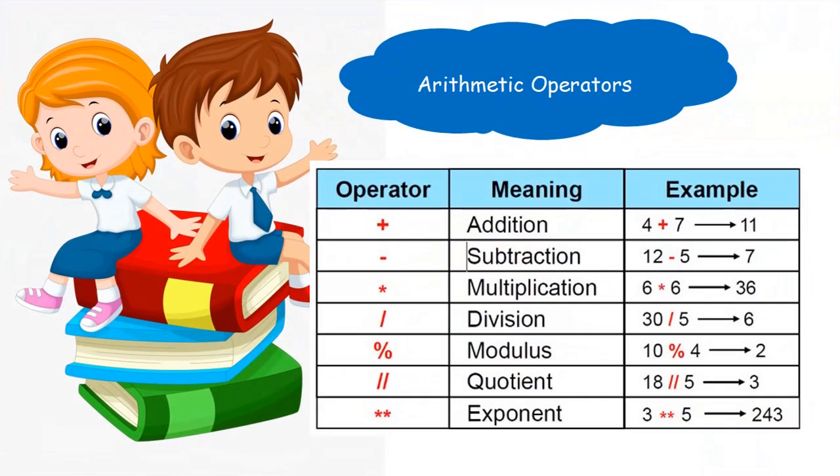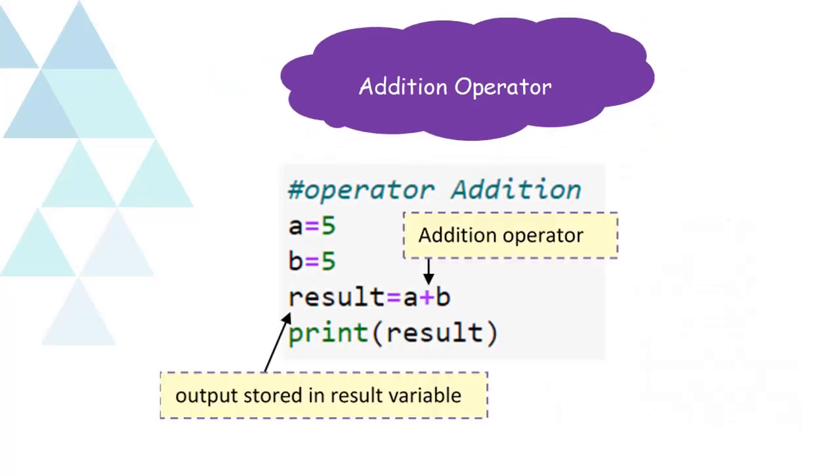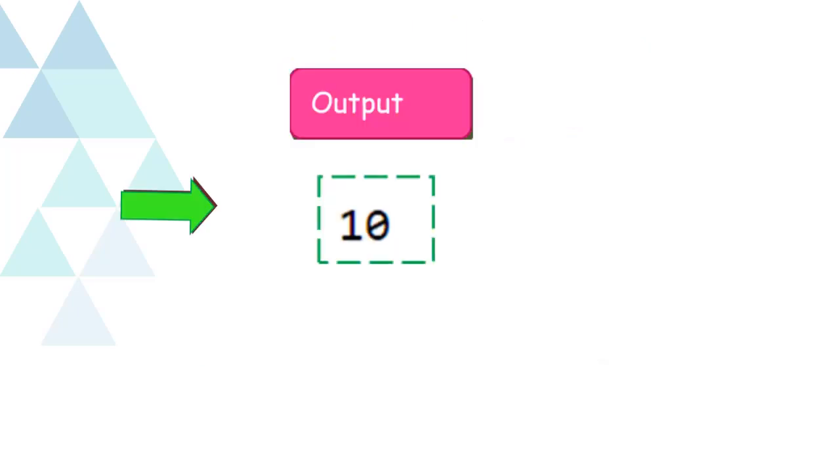In this session, we are going to learn about arithmetic operators such as addition, subtraction, multiplication, etc. Let's learn the addition operator. First, create two variables as we have already learned, a and b. A equals 5, b equals 5. For addition, we use the addition operator and store the result in a variable called result. To see the result, use a print statement. Output of this program will be 5 plus 5 equals 10.